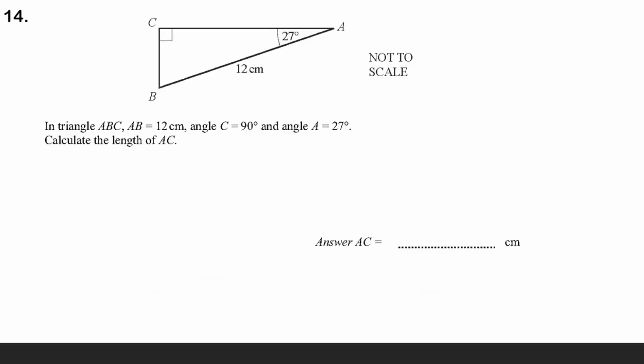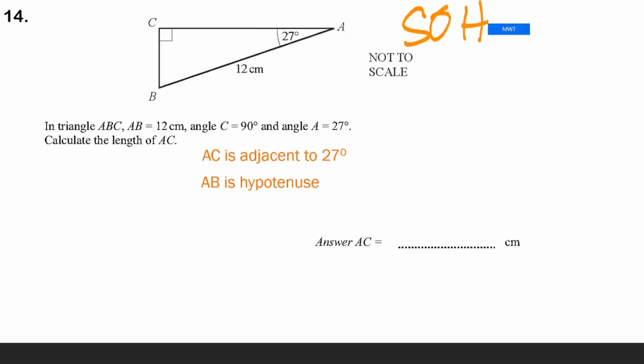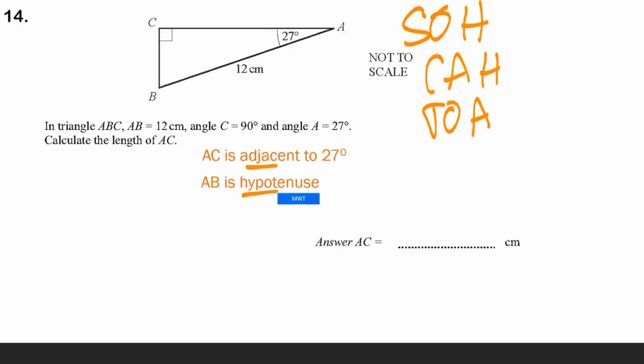14. In the triangle ABC, AB is 12 cm, angle C is 90 degrees, then angle A is 27 degrees. Calculate the length of AC. Okay, look from angle 27. AC is adjacent to angle 27. AB is the hypotenuse of the triangle ABC. Then you can use the trigonometric ratio, SOH CAH TOA, for your reference. Which one is the ratio having adjacent and hypotenuse? That is cosine. Okay, so apply the cosine formula.